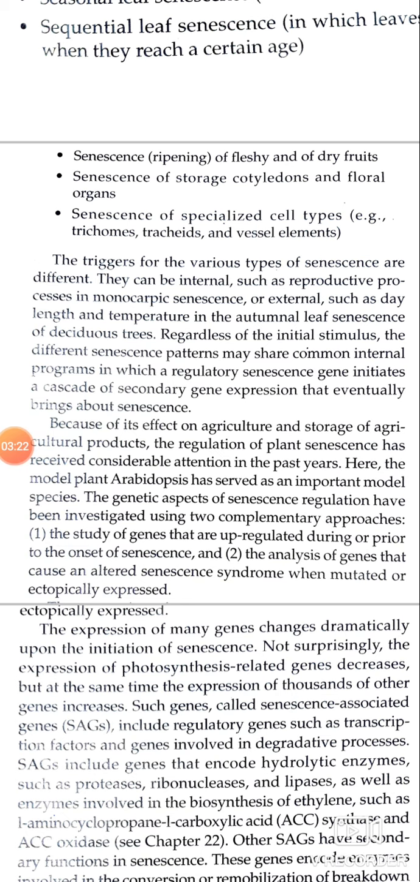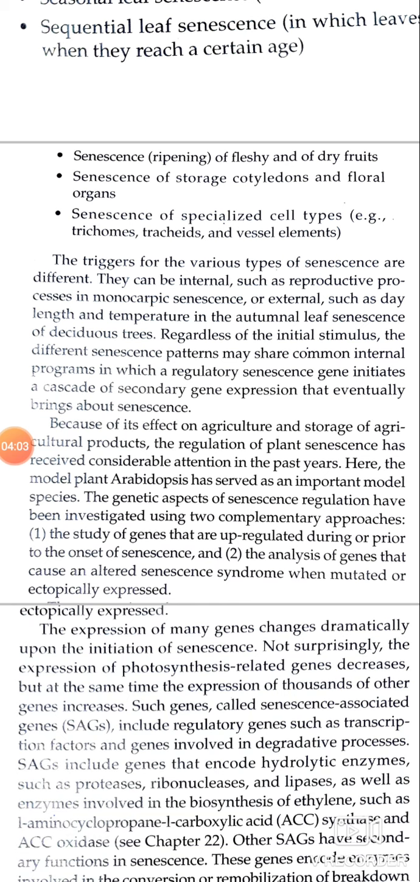The triggers for the various types of senescence are different. They can be internal, such as reproductive processes in monocarpic senescence, or external, such as day length and temperature in the autumn leaf senescence of deciduous trees. Regardless of the initial stimulus, the different senescence patterns may share common internal programs in which a regulatory senescence gene initiates a cascade of secondary gene expression that eventually brings about senescence.